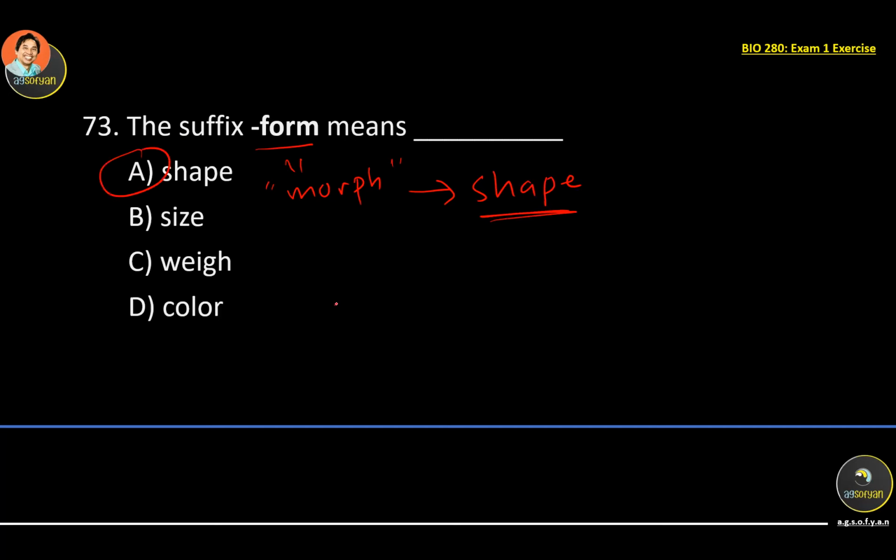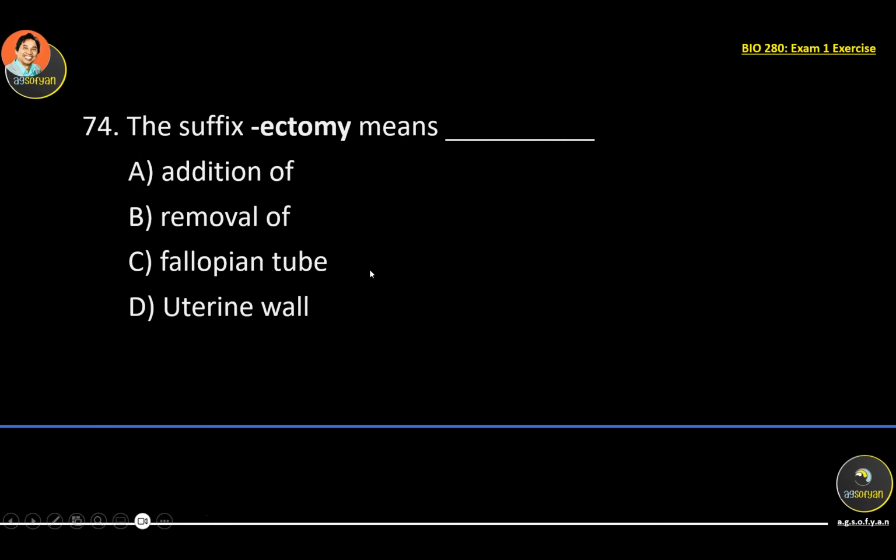How animals look like, okay, like plant morphology, how the plants look like, the shape of the plant. The suffix ectomy means A, B, C, or D. So ectomy means remove, okay, removal of. Ectomy, for example, the removal of tube, uterine tube.